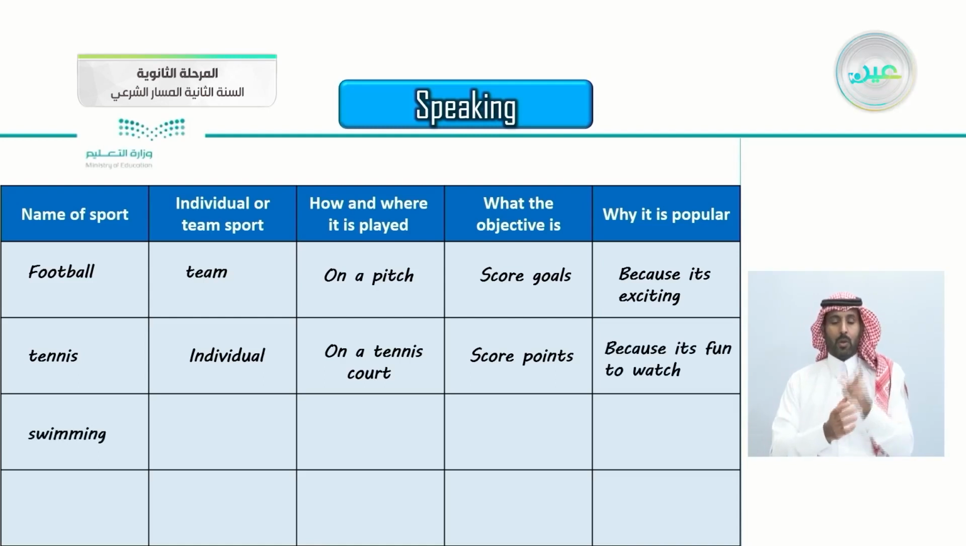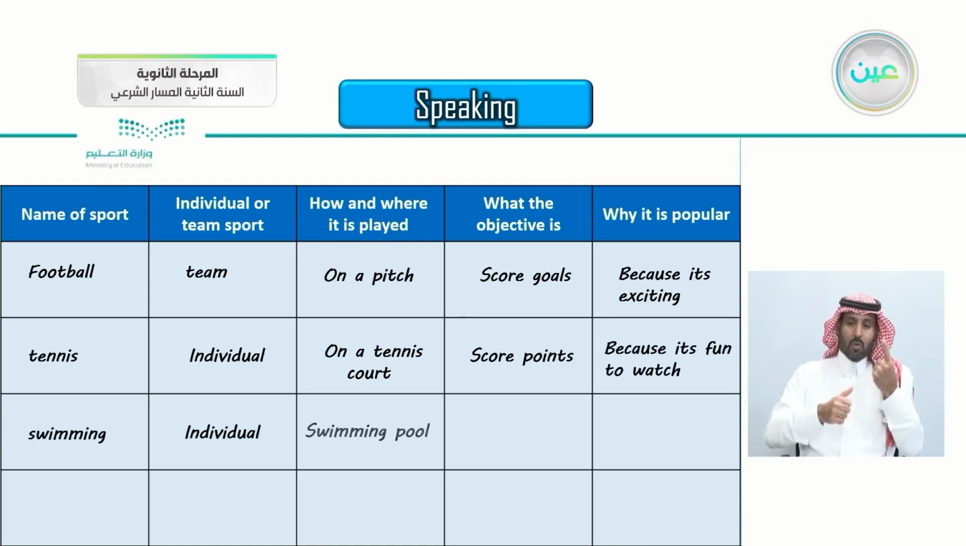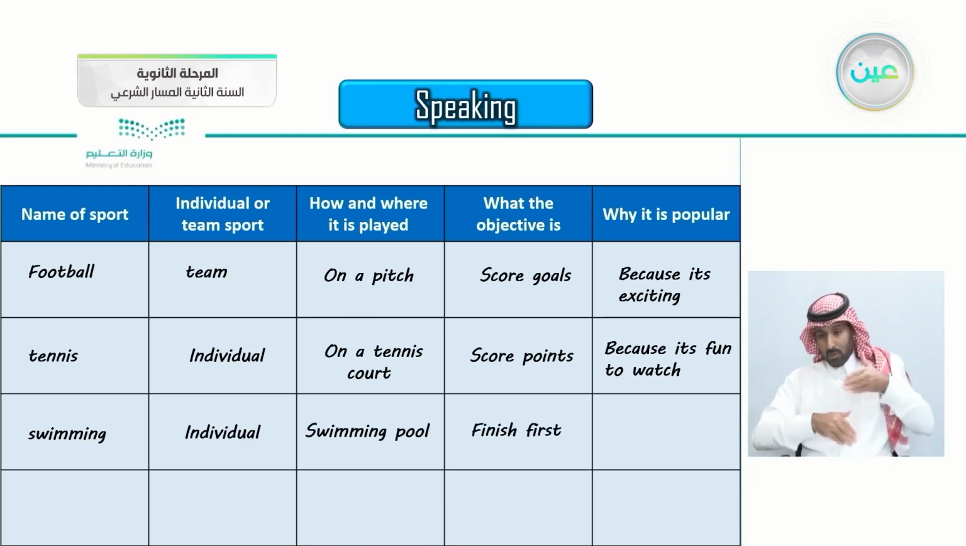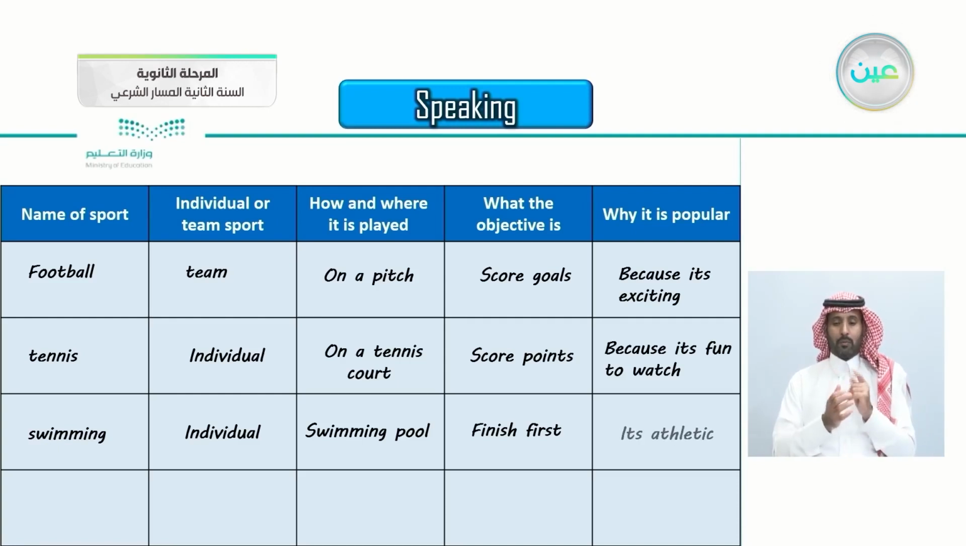The other sport here is swimming. It's individual. Of course, we know it takes place in a swimming pool. What's the objective? To finish first. It's a race. Whoever finishes first is the winner. Why is it popular? Because it's really athletic. They have lots and lots of stamina.